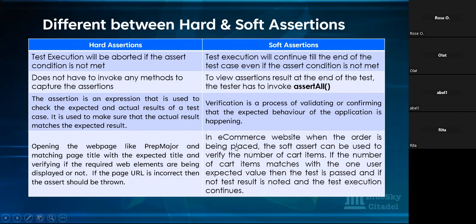But for the soft assertion in an e-commerce website, when the order is being placed, the soft assertion can be used to verify the number of cart items. If the number of cart items matches the value the user expected, then the test is passed. And if not, the failure is noted and the test execution continues.